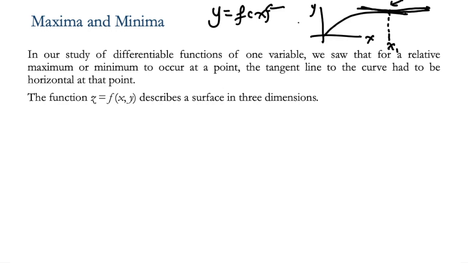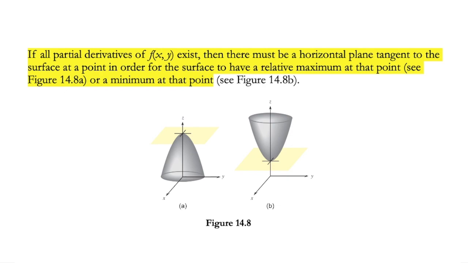Alright, but what about if we have z as a function of x and y? In this case, we have two independent variables, namely x and y, and this will give the answer z. So this can be visualized in 3 dimensions. Now, if we have this kind of 3 dimensions here, how do we figure out maximum or minimum, relative maxima or relative minima? Alright, so here it is.